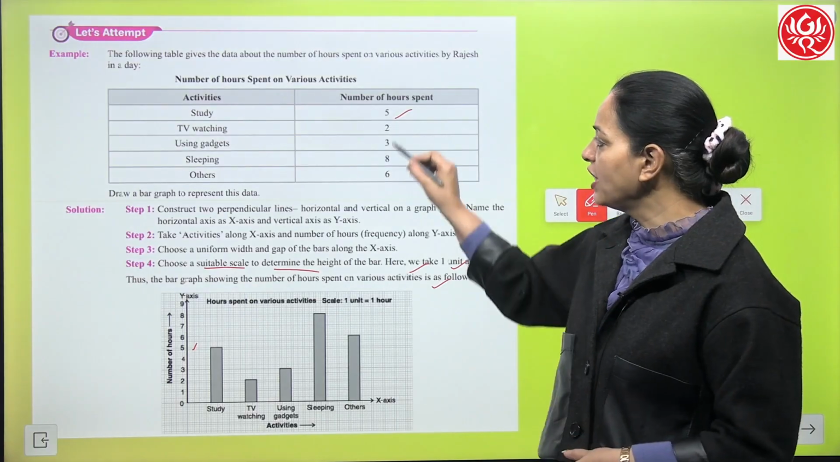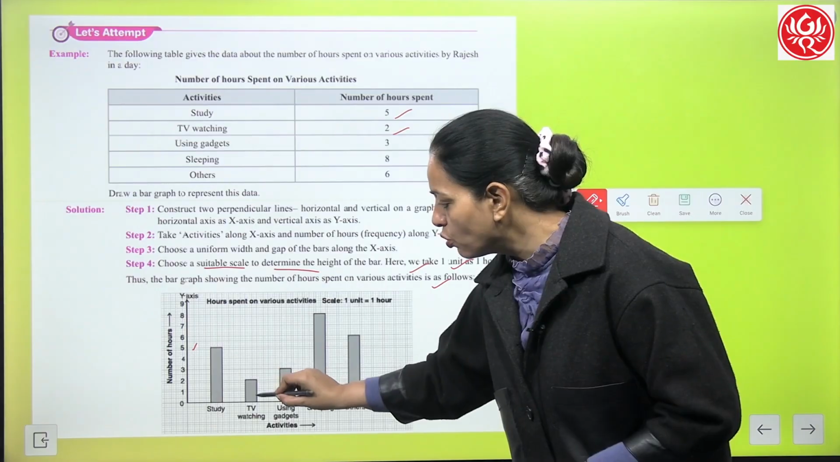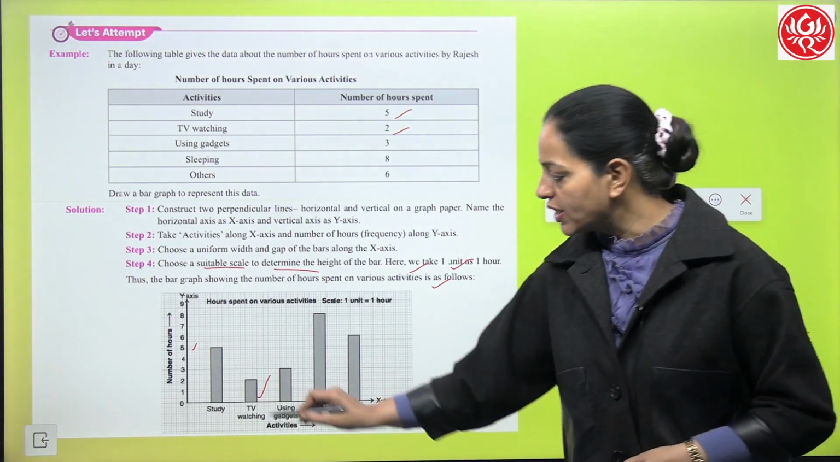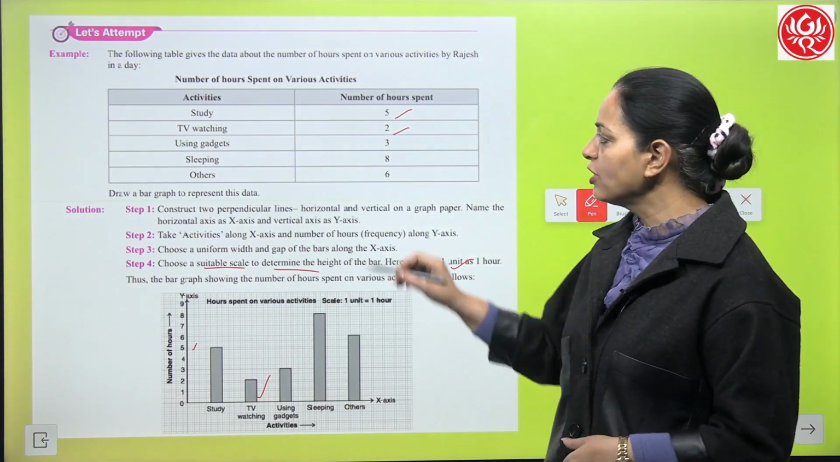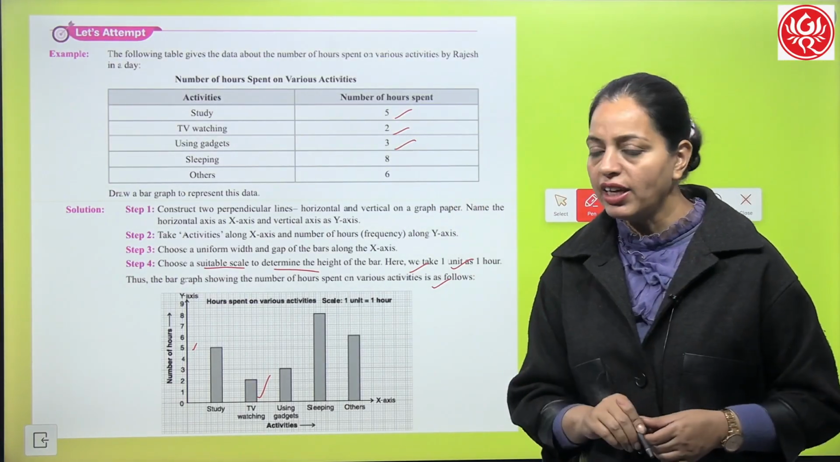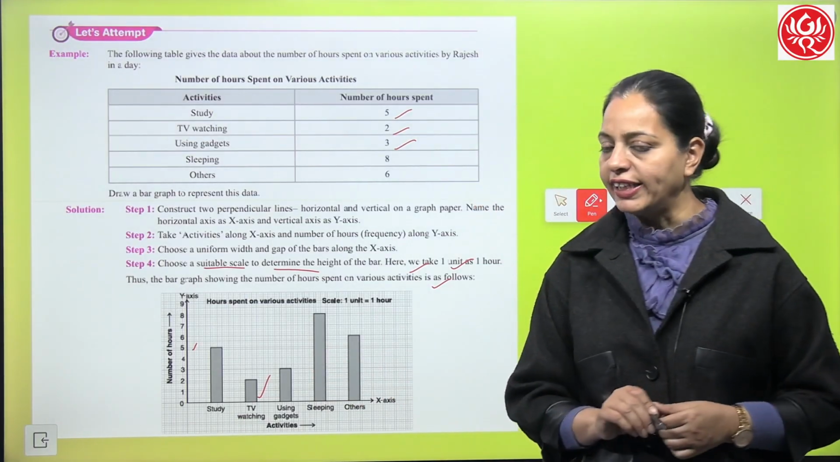Second activity is TV watching. Number of hours 2. So corresponding to 2, draw a bar of the same width and with the same gap. Then next is using gadgets, that is 3. Number of hours 3. So draw a bar, okay, of height 3.